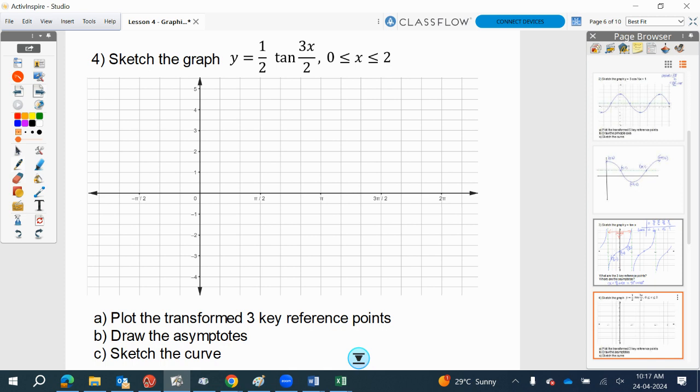So find your period, that's the distance between the asymptotes. Draw them first. Draw the asymptotes first. Is it still 2 pi over b? No, it's pi over b. Good question. Because it's the standard period divided by b.